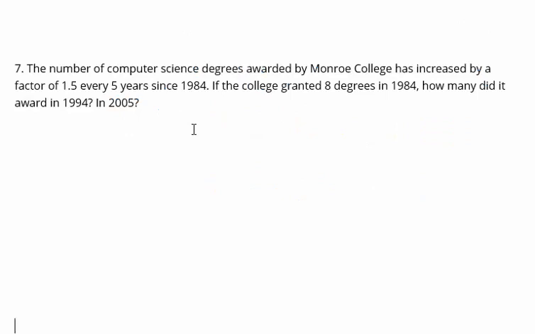Okay, number 7. The number of computer science degrees awarded by Monroe College has increased by a factor of 1.5 every 5 years since 1984. If the college granted 8 degrees in 1984, how many did it award in 1994 and 2005? Okay, so we want to find a formula. We'll call this A of T. And initially it awarded 8 degrees and increased by a factor of 1.5.